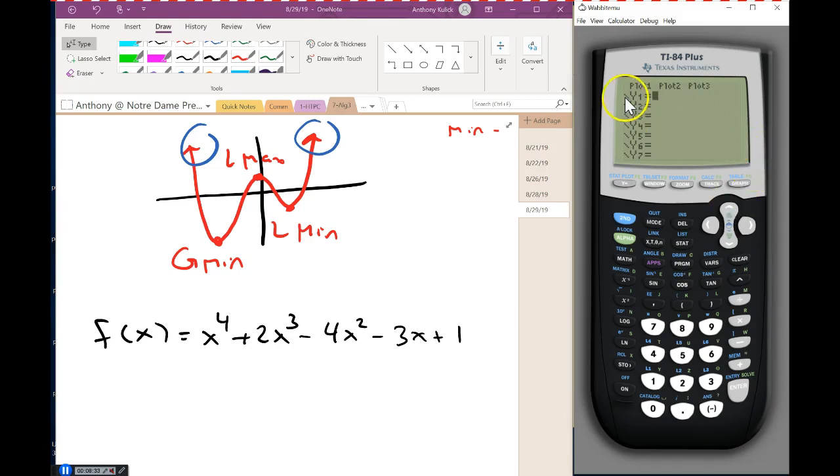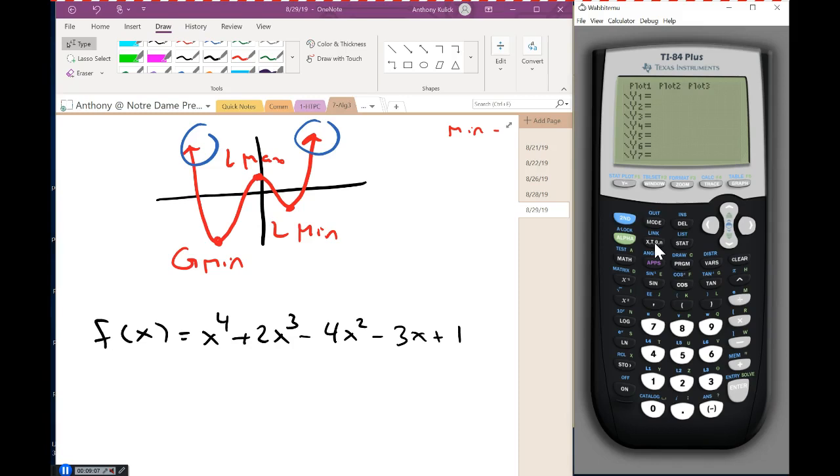So I noticed that the y equals part is already typed in and built into my calculator. Everybody sees that? So the part that I'm going to worry about typing in is the x's part. So I want to type in x to the fourth, and then plus 2x to the third, minus 4x squared, minus 3x plus 1. So the x button is located one down and one over from the second button, right next to the green alpha button.